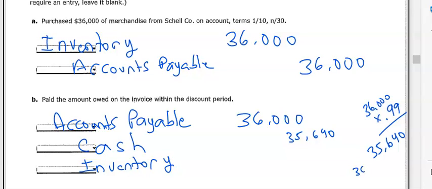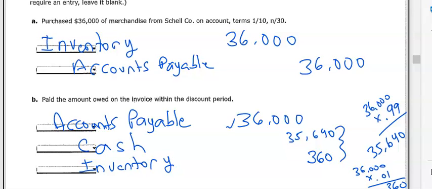So I'm going to say 36,000 times 1%. This will be my discount amount. So 36,000 times 1% should just be 360. And I'm going to reduce inventory. Inventory is an asset. Assets have a normal balance of a debit. So to reduce it, I need to credit it for 360. And by doing that, now I'm in balance. My total debits equal 36,000. My total credits together equal 36,000.